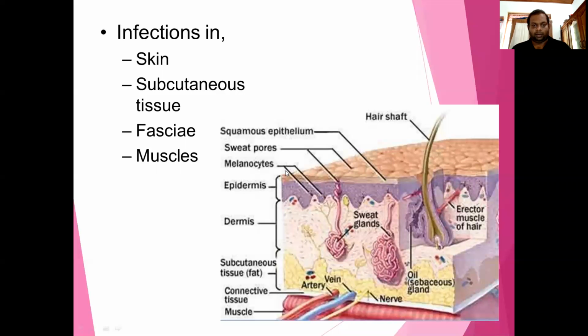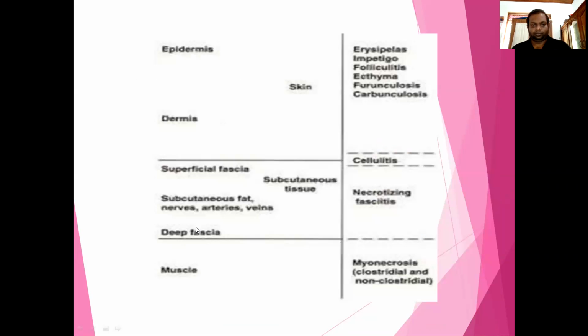Connective tissue there, epidermis, dermis, here subcutaneous fat, then connective tissues including some fascia and muscles, and surrounding blood vessels, sweat glands, blood supply and lymphatics. So epidermis and dermis comprise the parts of skin. So infections are erysipelas, impetigo, folliculitis, ecthyma, furunculosis, and carbunculosis.